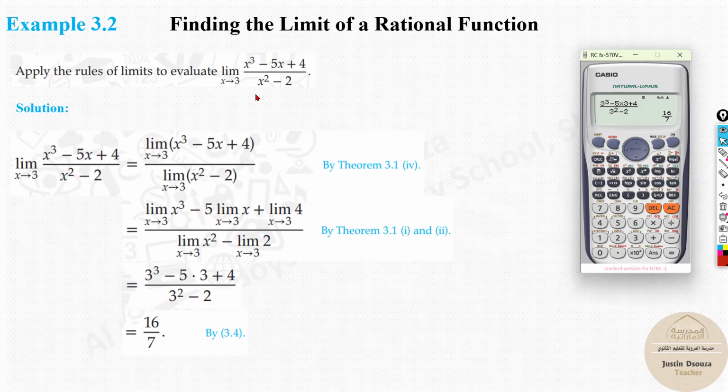Why did I do this? If this was square root 2, I wouldn't have done it, because it would be 2 minus 2. But in this case, I knew 3 squared is 9 and it's not going to be a problem. So that's why I directly did it. Or you can apply the limits and you will get the same answer.